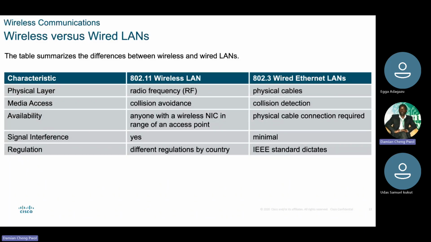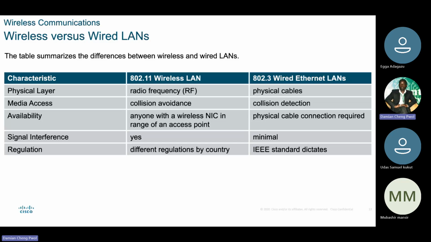Characteristics is the first column. The second column is the wireless LAN. The third is the wired Ethernet. And sometimes when you see this code on these values, written 802.11, anytime you see that, we are talking about wireless communication. It's a standard by IEEE. They came up with a standard for wireless and they named that standard 802.11.